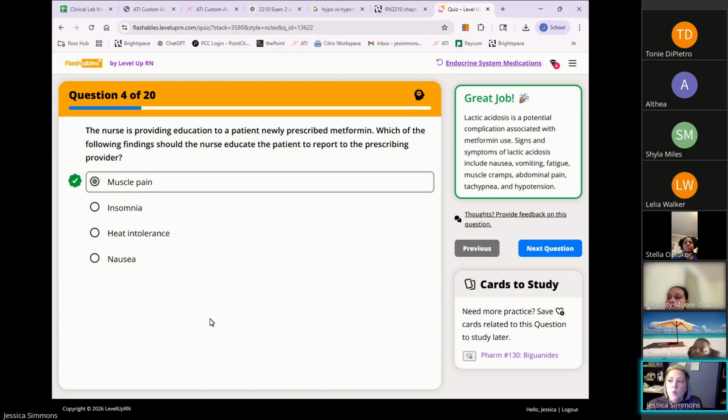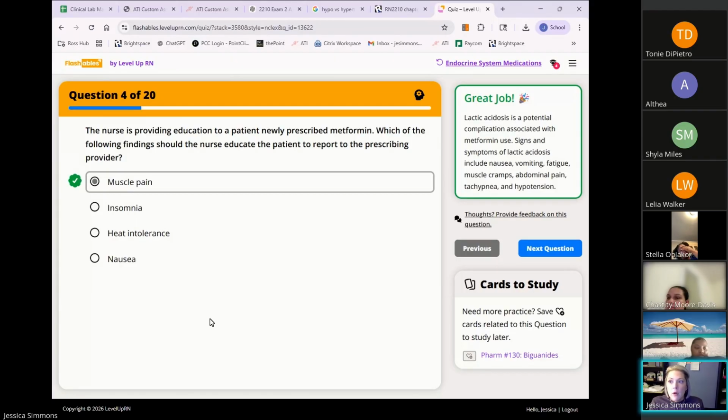So that's where the knowledge of the medication itself comes in handy. Which is why, when we were talking about it, I said I would pick muscle pain because of rhabdo, because of lactic acidosis, because lactic acidosis happens from muscle breakdown. It can happen from other things, but it can happen from the muscle breakdown. So if all of a sudden I was experiencing heat intolerance and that was an adverse effect of metformin, then yeah, I would probably want to tell someone.